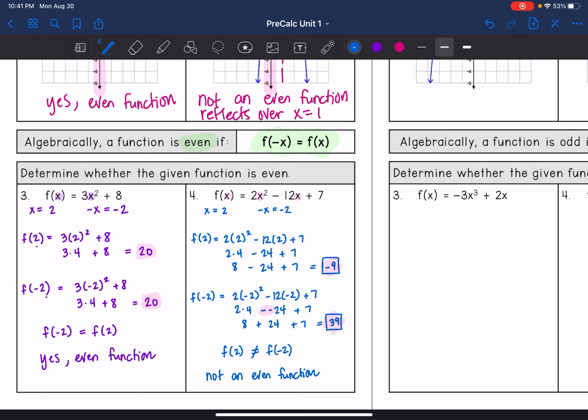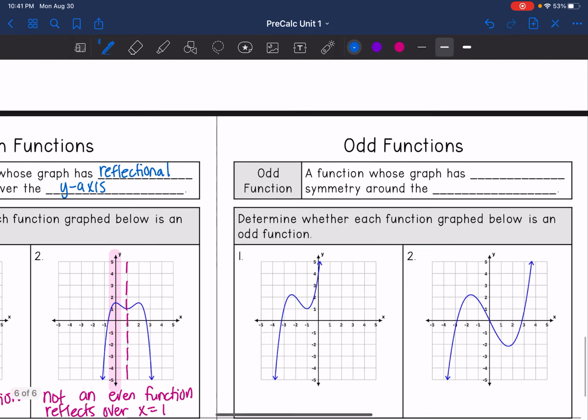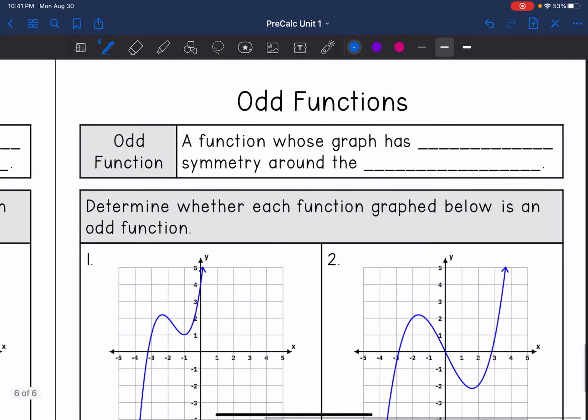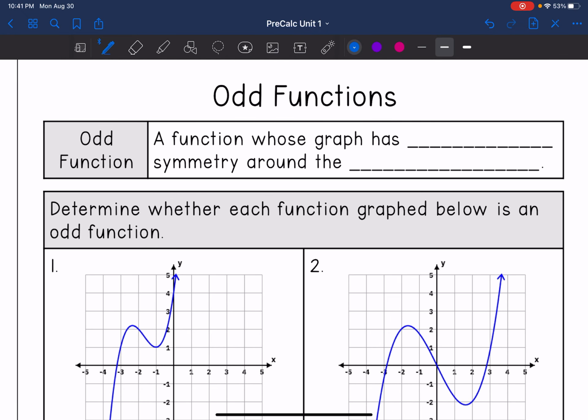Okay, so now let's look at what it means to be an odd function. So this is going to be the right side of the foldable. So an odd function is a graph that has rotational symmetry around the origin. So this time you can't just fold it in half and have it be the same. You have to be able to spin it around.